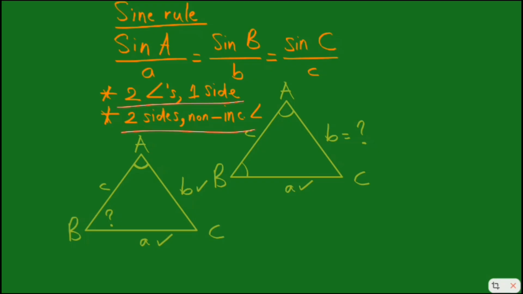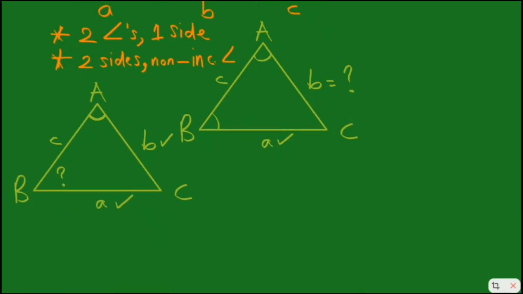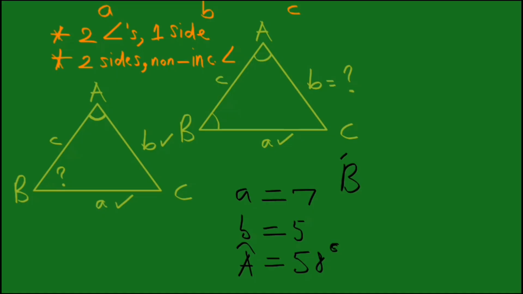Let's just say, for instance, A is 7 and B is 5. Angle A is 58 degrees. We have to look for angle B, then later find side C.